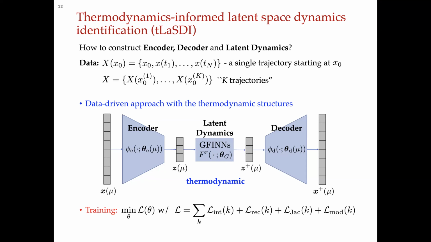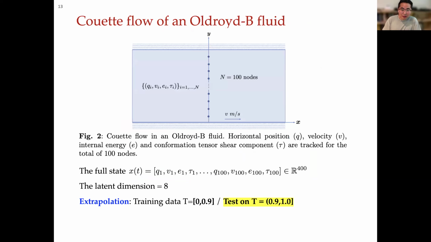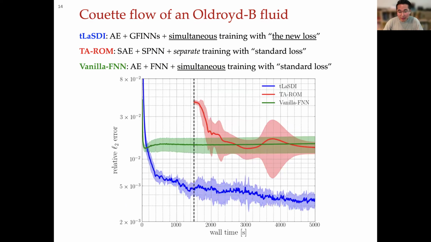So we first try this Aldridge-B fluid example, where we focus on the extrapolation task. One reason is that other methods actually work for the interpolation regime. So that's the honest answer, but we wanted to see what kind of benefit we can expect by enforcing certain structure. This example comes from thermodynamics, so we should expect something better in extrapolation. And not too surprisingly, we do better. We compare with tLaSDI and also some similar approaches that have been proposed, such as the structure-preserving neural network.